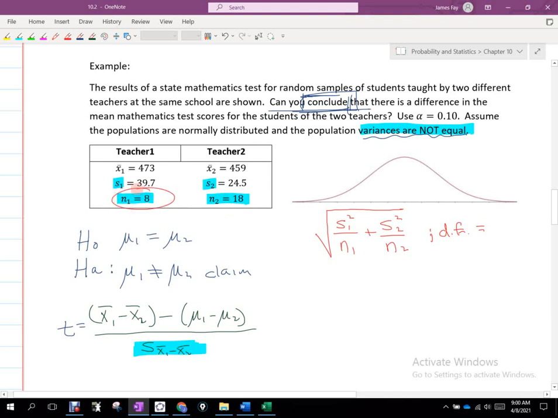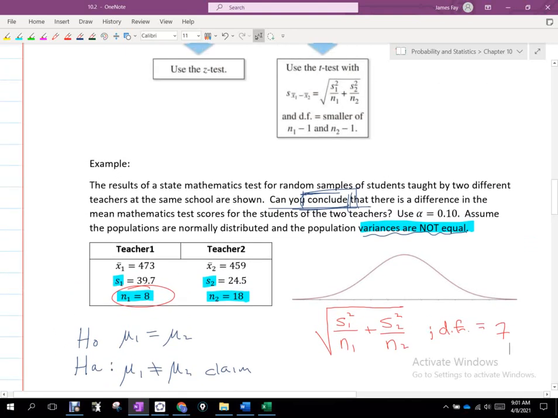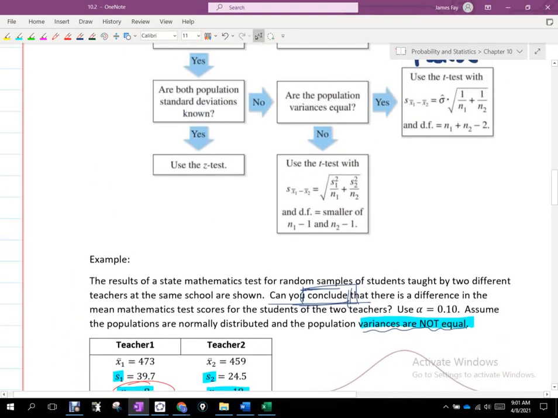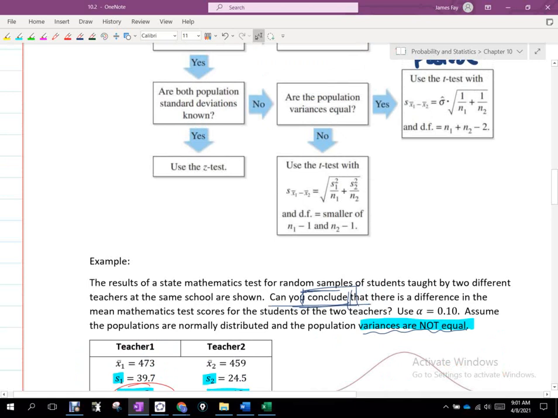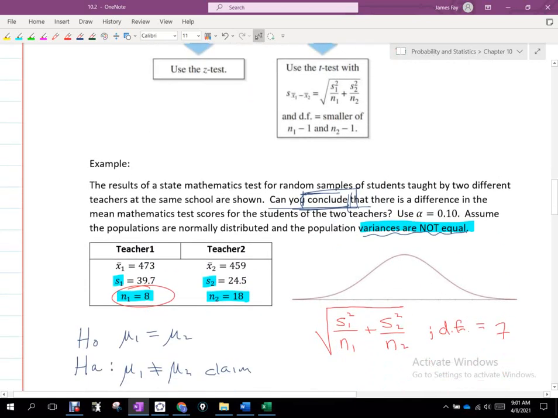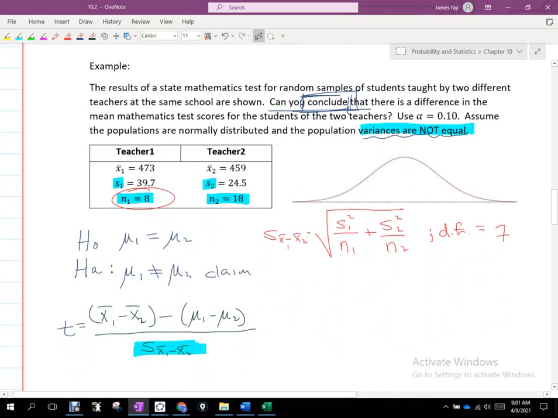So this is the smallest sample size. We'll subtract 1 from it, so my degrees of freedom are going to be 7. As we go back up and look through this, the idea is: are the population variances equal? We said no, so that generates this formula for our standard error, and we chose the degrees of freedom to be the smaller sample size minus 1, so 8 minus 1. Yes, please.